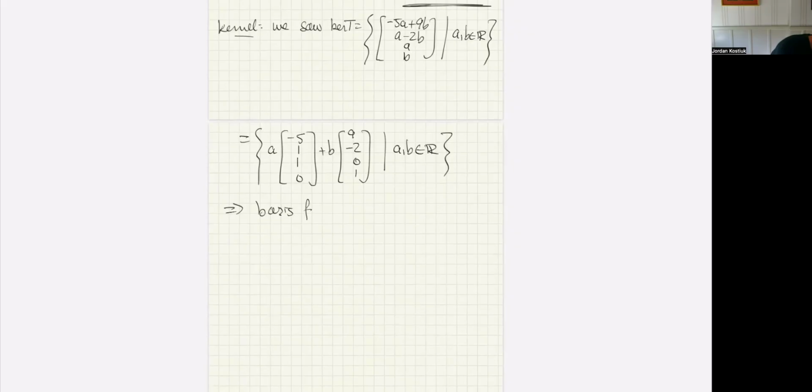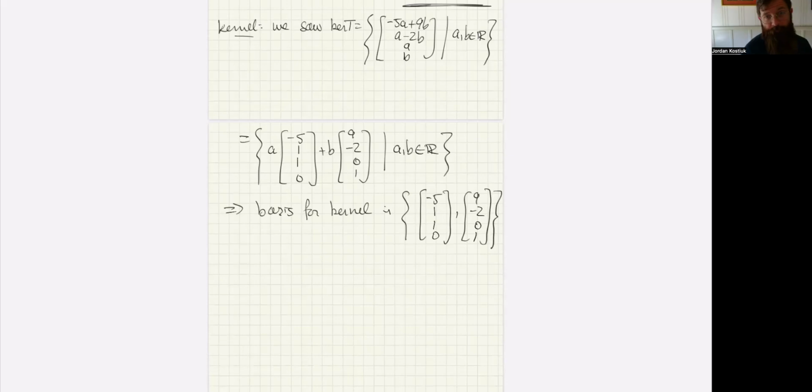And so the basis for the kernel are these two vectors here. All right, so that's how we get all the way to finding a basis for the image and the kernel. And then in our next video, we'll explain how to piece this together in the rank nullity theorem.